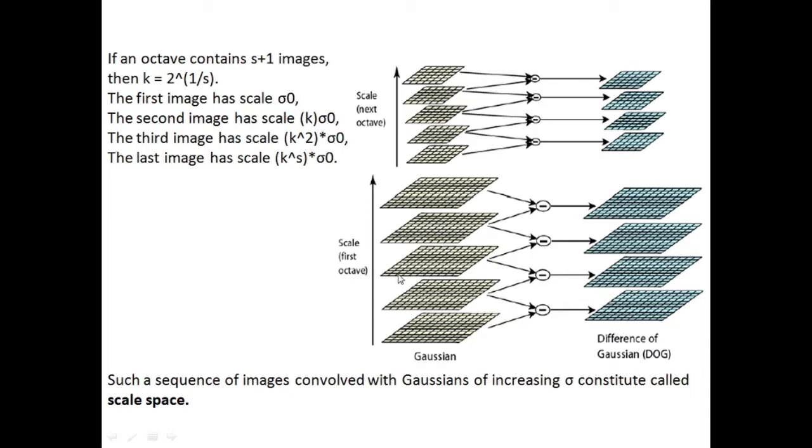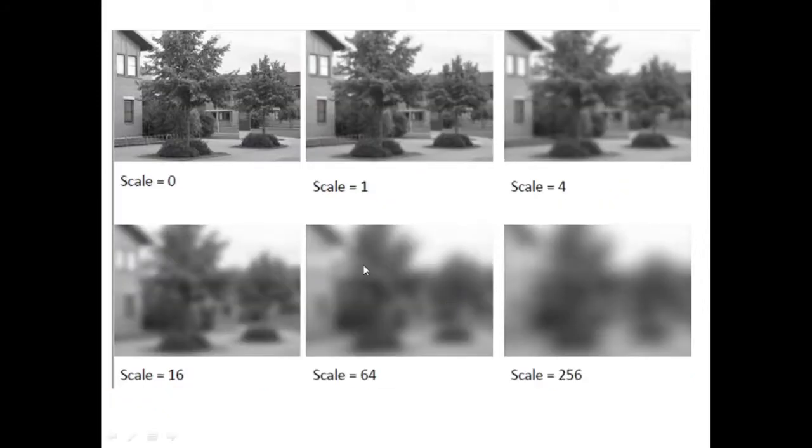In this manner I can find the difference of Gaussian for this first octave, for the second octave also, and for the third octave also. As I discussed, if this is my original image, the scale will be 0, and if the scale equals 1, then for each adjacent image the blurring increases. So this is k power of 0, k power of 1, k power of 2, k power of 3, k power of 4, in this manner.